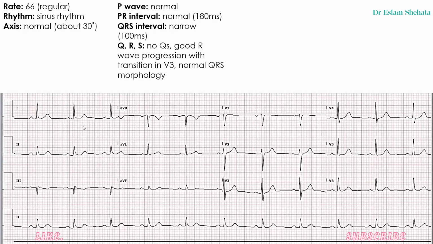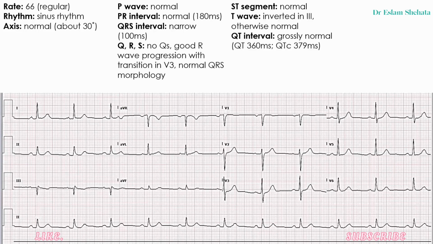The PR interval is also normal. The QRS complexes are narrow. They're a normal height. There are no abnormal Q waves. There's good R wave progression with a transition point in V3. Normal shape to the QRS complexes. The ST segments are normal. There is an inverted T wave in lead 3, but otherwise they're pretty normal.